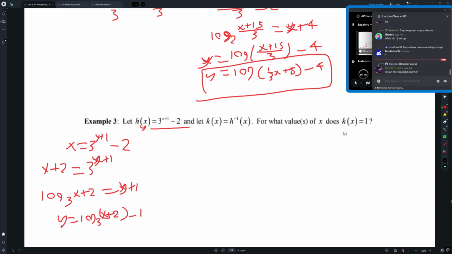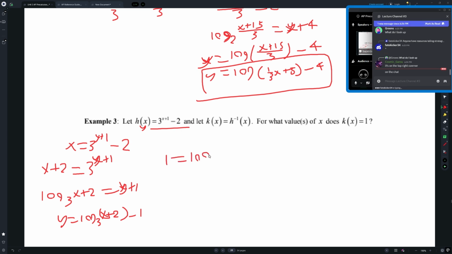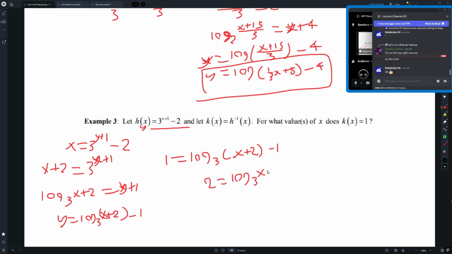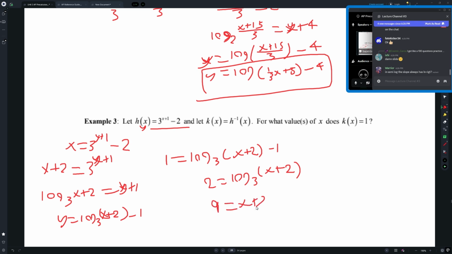And then it says where f of x is equal to 1, so 1 is equal to log base 3 of x plus 2 minus 1. 2 is equal to log base 3 of x plus 2. Take the exponent of both sides: 9 is equal to x plus 2. X is equal to 7. We'll go over semi-logs in depth. That's the only section that's very detailed.